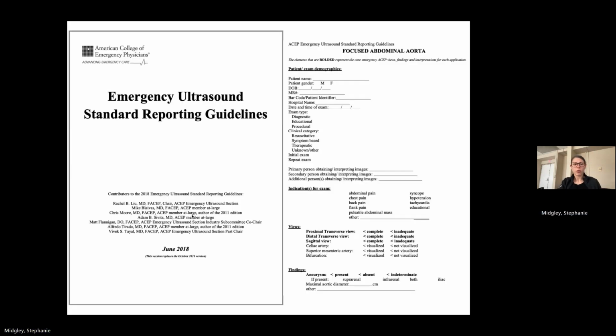The problem with this is that it's very hard to show the return on investment of ultrasound, because there's no good way to capture your ultrasound in here and see if that increased your MDM and let you bill out at a higher level. But there are two ways. If you have to build worksheets from scratch, ACEP from 2018 has ultrasound standard reporting guidelines. For abdominal aorta, they've got your indications, your views, and then your findings. So this is a nice thing that you can bill off of.